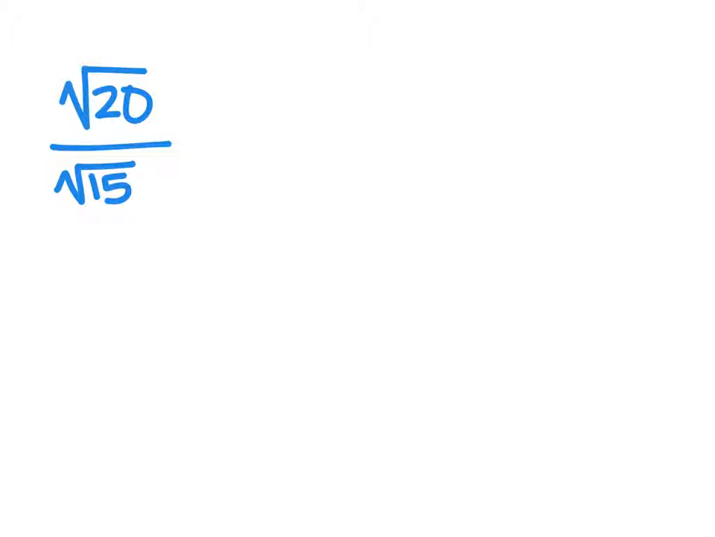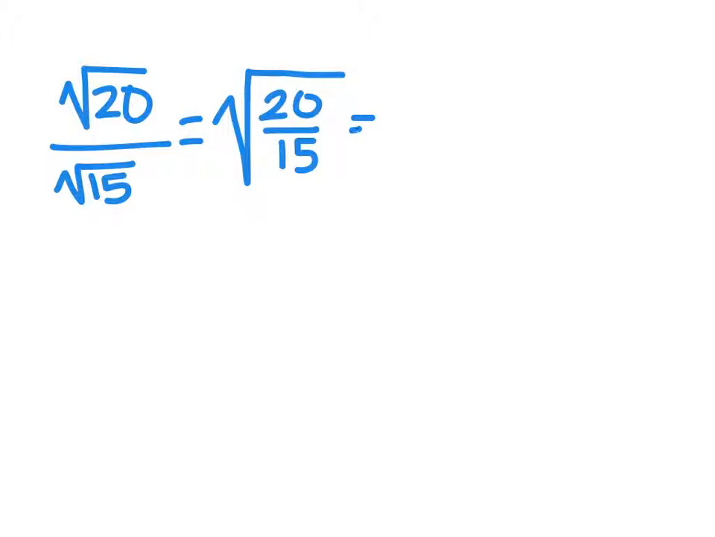Our next example is to divide the square root of 20 by the square root of 15. We can use the quotient property of square roots to simply rewrite this as the square root of 20 over 15. Just put the fraction under the radical. We can simplify that, since 20 and 15 share a factor of 5, to the square root of 4 over 3.